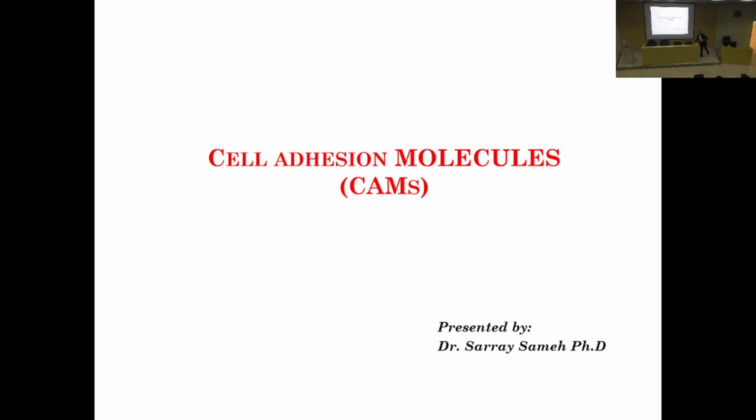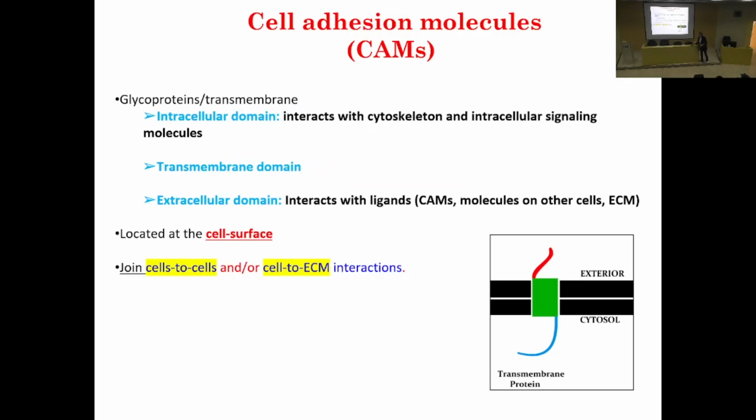Welcome. All right. So these cell adhesion molecules are glycoproteins, and they bind sugars, and they are also transmembrane proteins. So now you know what it means, transmembrane protein, right? So what does it mean? Yes, it crosses a phospholipid bilayer, right? That is what transmembrane means. So the cell adhesion molecules are transmembrane proteins, so they cross the phospholipid bilayer.